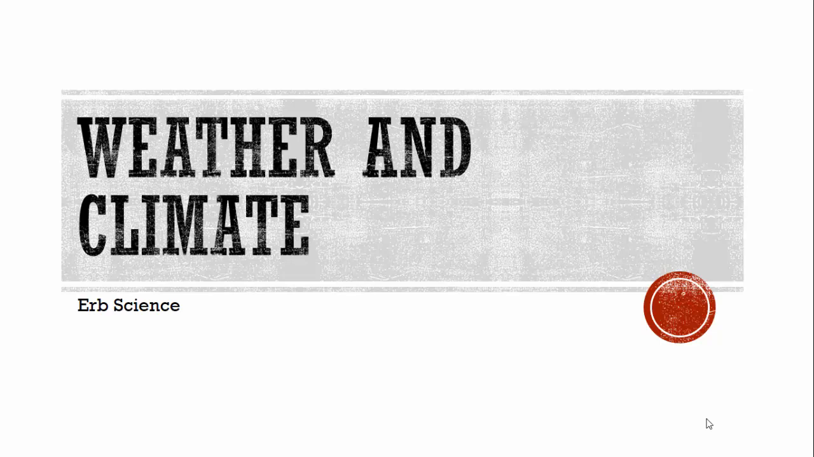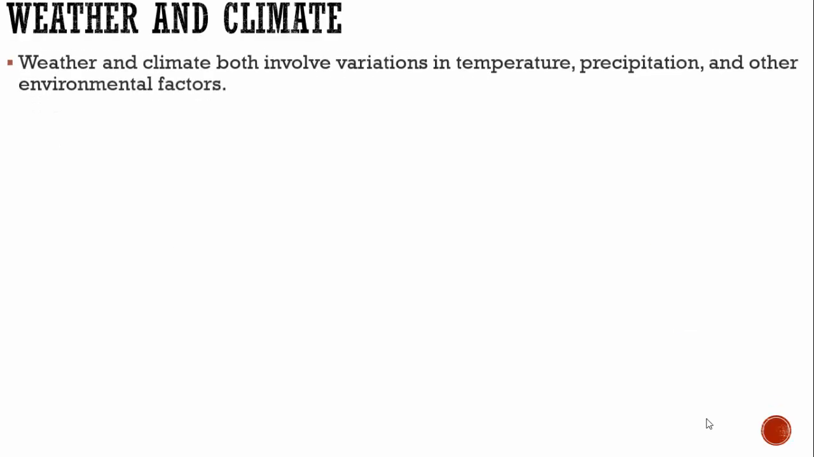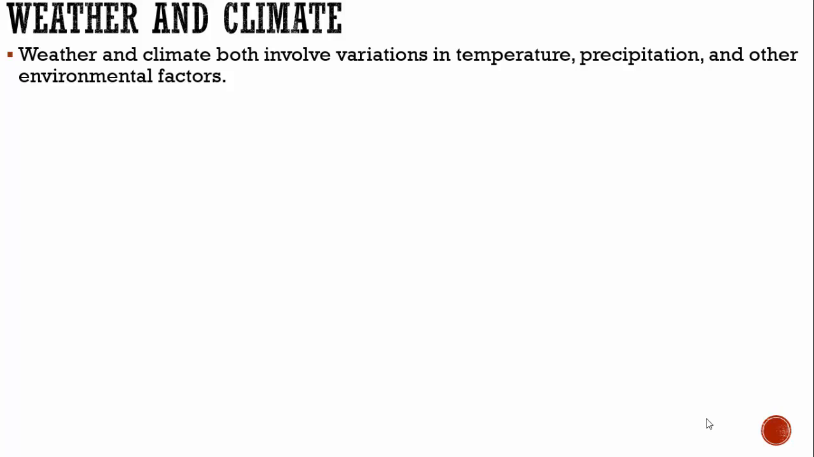In the previous section, we talked about biotic factors or living factors that affect ecosystems. In this section, we'll be looking at abiotic or non-living factors that affect the ecosystem. And we're going to start with weather and climate. Now, weather and climate both involve variations in temperature, precipitation, which is rain, and other environmental factors.